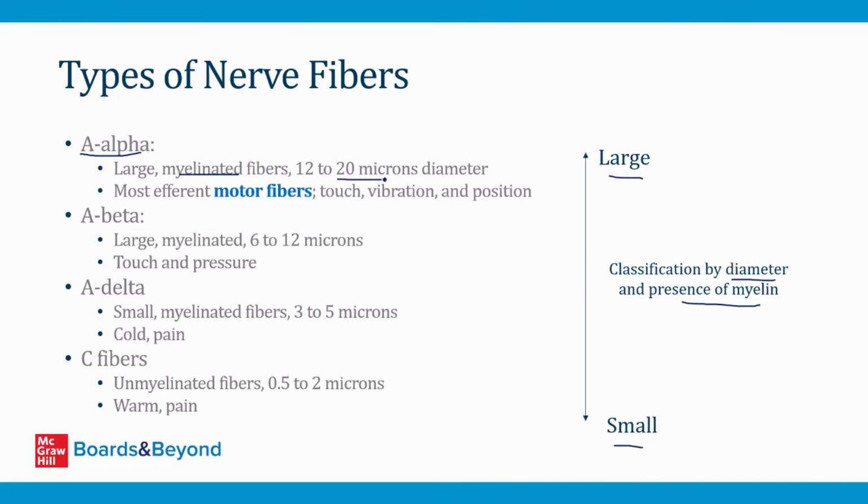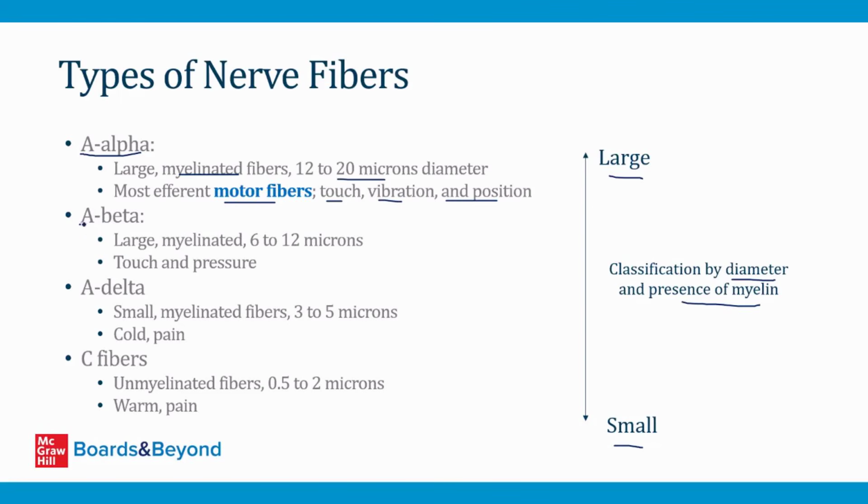They can be up to 20 microns in diameter. And this is what you find for most of our motor fibers. Fibers that are going to innervate muscles to contract, those are usually A alpha fibers. You also see A alpha fibers for some forms of sensation, things like touch, vibration, and position or proprioception.